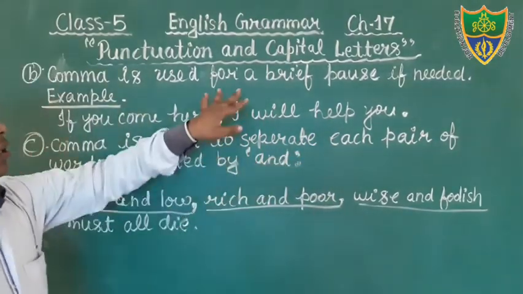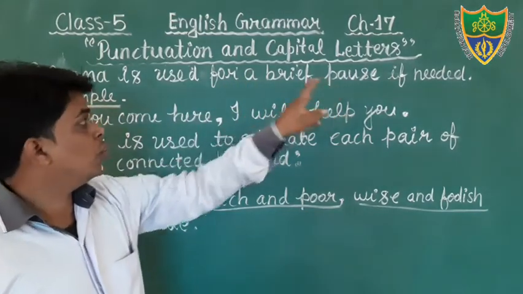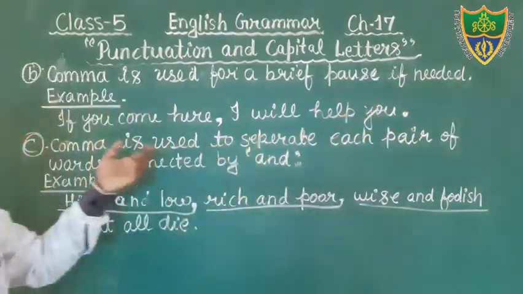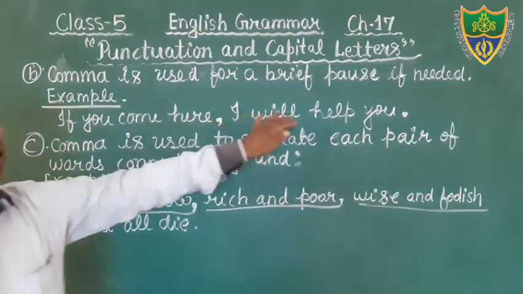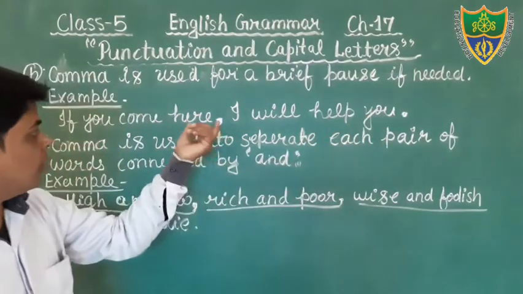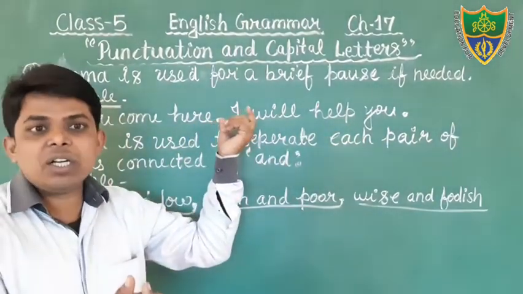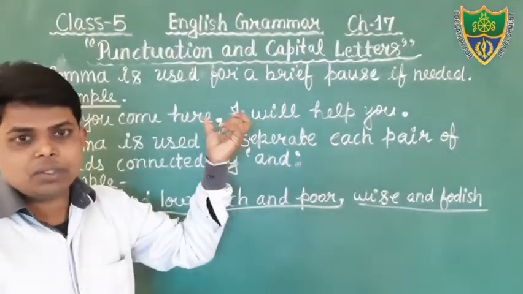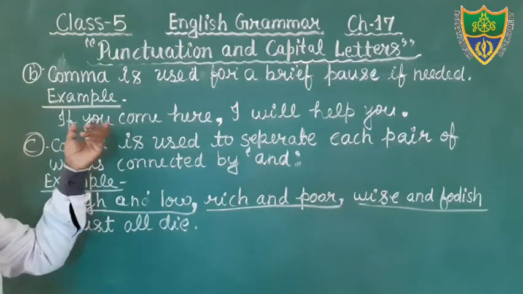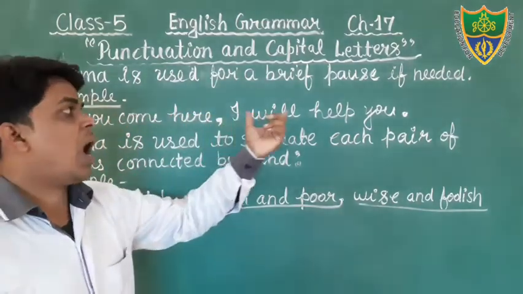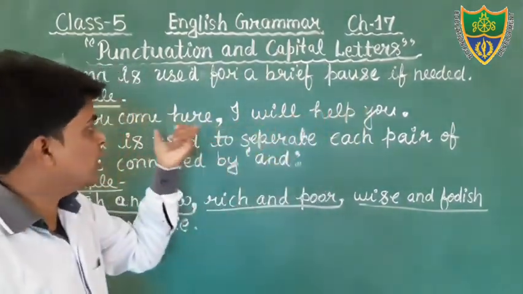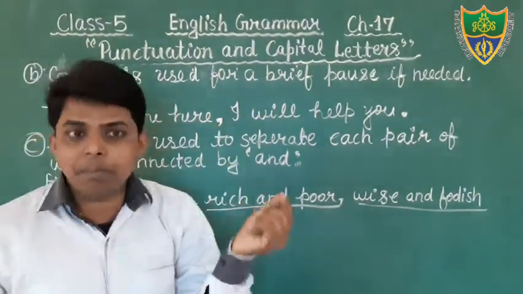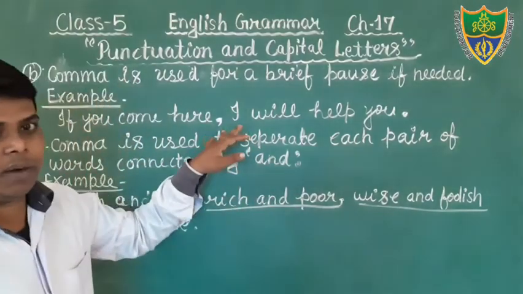Okay? And it is also used to show a brief pause if it is needed. You can see there is a need. If you come here, I will help you. We are taking a little stop, a brief pause. Therefore, we will put a comma here. There are two sentences, and between these two sentences we are taking a brief pause. Therefore, we will use a comma.